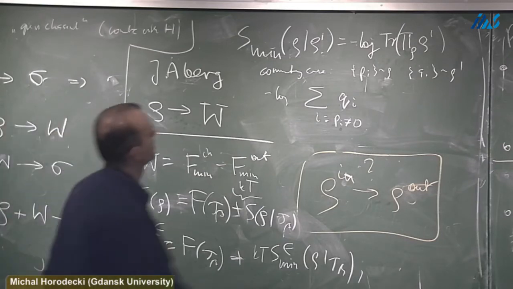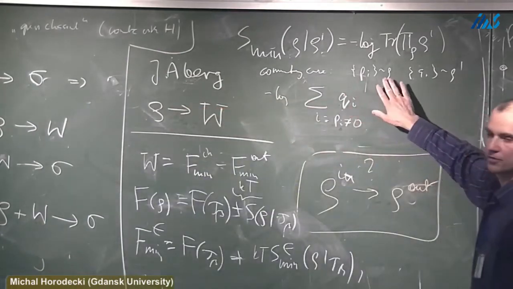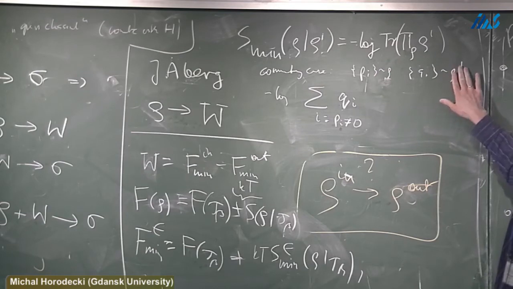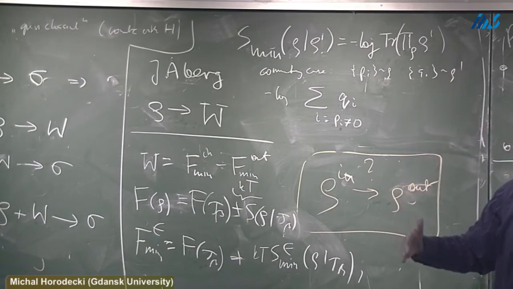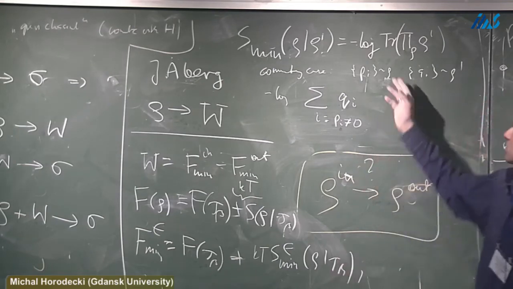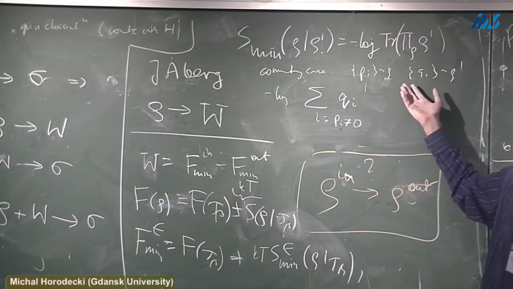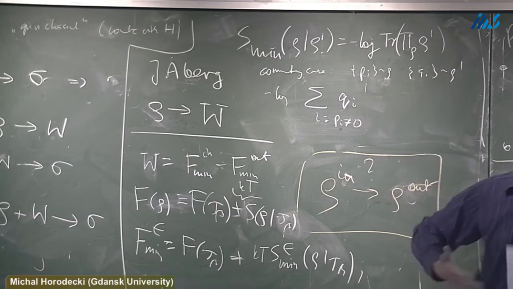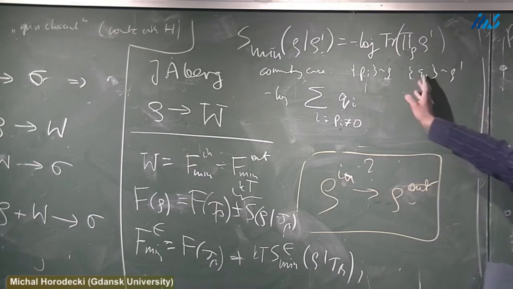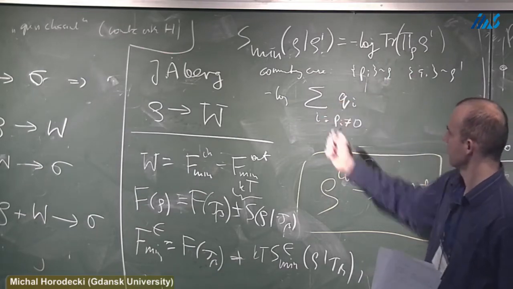Good. So Pi are eigenvalues of this state rho, and Qi are eigenvalues of rho prime. So classically, you think you have just two probability distributions, and you compare them. Quantumly, you have two states, and if they commute, then actually it's like you have two probability distributions, and then you compare them here.